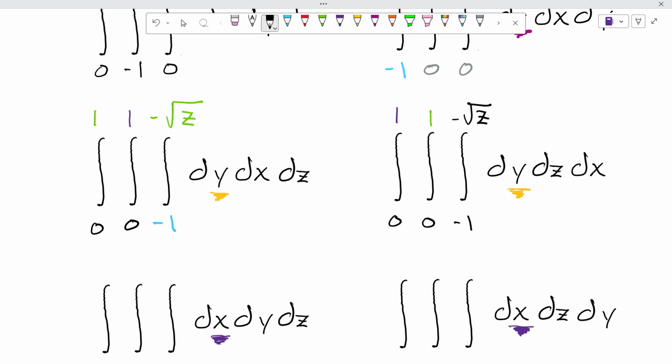Notice again that it didn't matter what the second two orderings were. If I'm doing dy first, I've got the same bounds of -1 to negative root z both times.